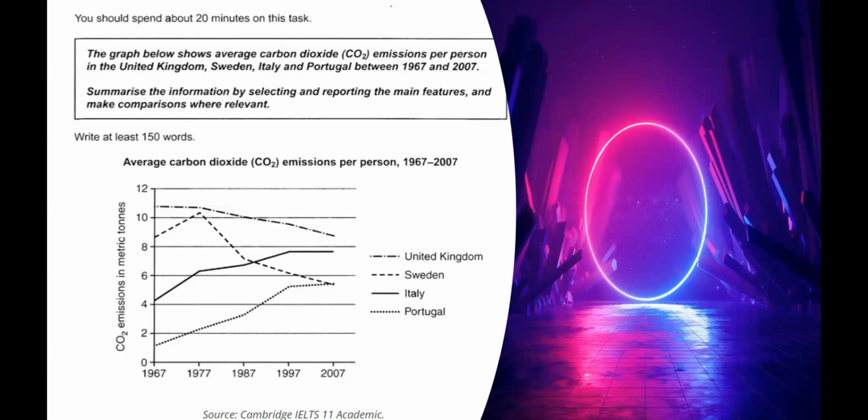For example, we can compare Sweden and Portugal. It's about other paragraphs. You should compare in other paragraphs. It is about the overall. Overall, it can be noticed that maybe emissions in metric tons, like this, started to decrease. What do you see?